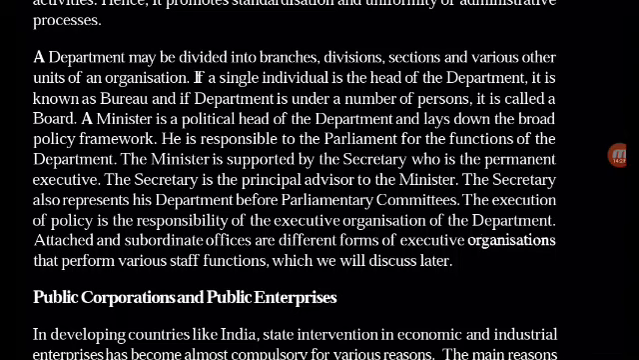A minister is a political head of the department and lays down the board policy framework. He is responsible to the parliament for the functions of the department. The minister is supported by the secretary, who is the permanent executive. The secretary is the principal advisor to the minister. The secretary also represents his department before parliamentary committees. The execution of policy is the responsibility of the executive organization of the department. Attached and subordinate offices are different forms of executive organizations that perform various staff functions, which we will discuss later.